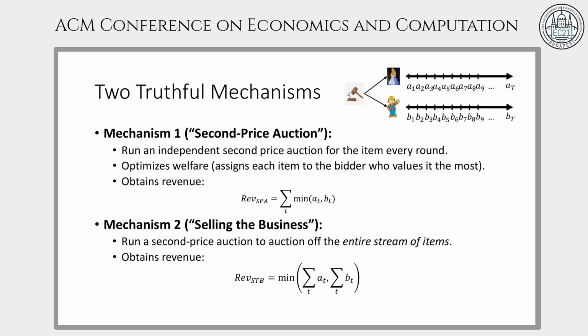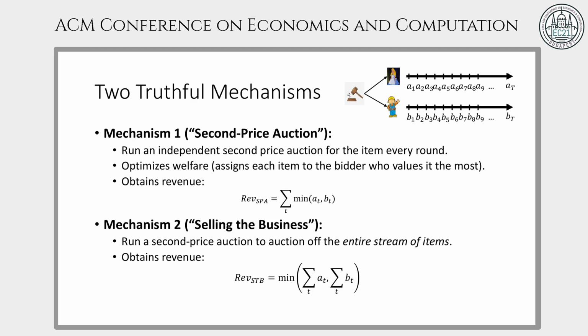We denote this by revenue sub SPA for second price auction, and the value is equal to the sum over all rounds t of min of A sub t and B sub t, the smaller of Alice's value for the item that round and Bob's value for the item that round. The second mechanism we consider is the selling the business mechanism. In this mechanism, we again run a second price auction, but instead of running a second price auction each round, we run a single second price auction at the beginning of the protocol to auction off the entire stream of items. Now, this mechanism also obtains some revenue. We'll denote its revenue as revenue sub STB for selling the business, and its revenue is equal to the minimum of Alice's total value for all the items and Bob's total value for all the items.